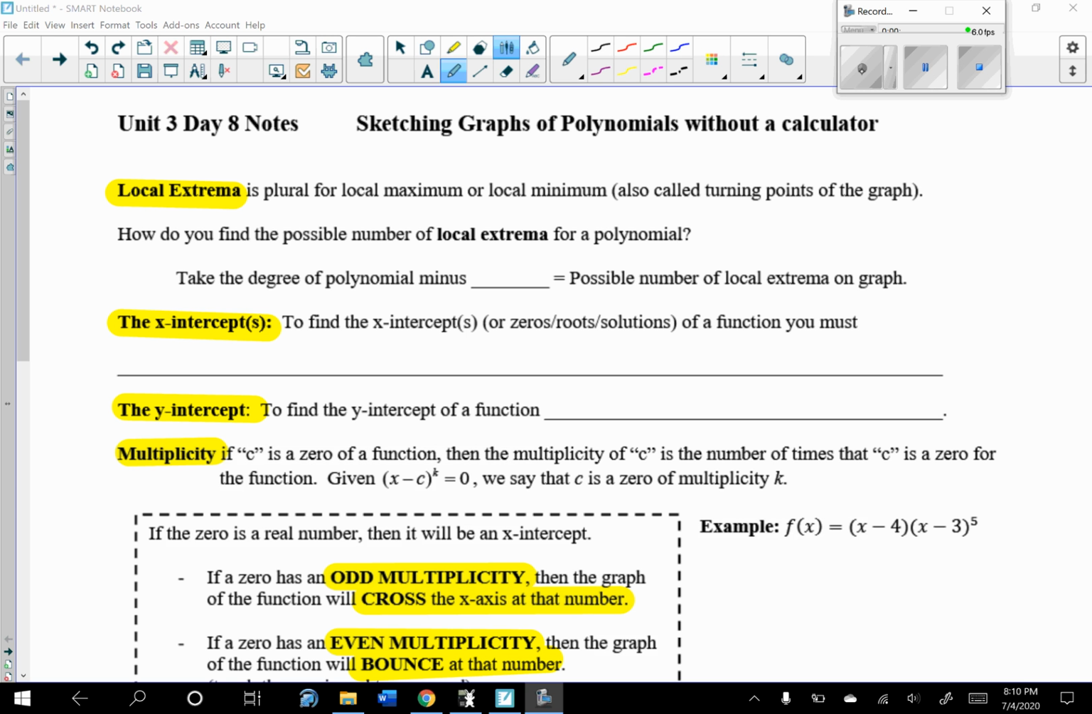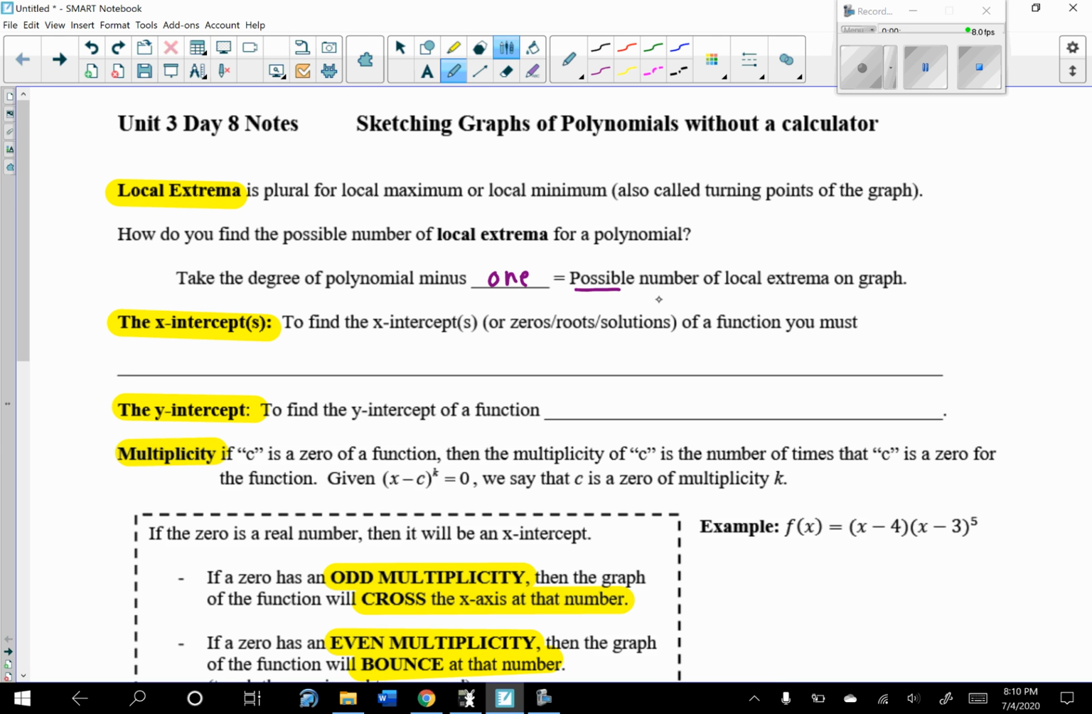Today we're going to talk about sketching graphs of polynomials without the use of a calculator. First of all, local extrema is plural for local maximum or local minimum, also called the turning points of the graph. How do you find the possible number of local extrema for a polynomial? You take the degree of the polynomial minus 1, and that gives you the possible number of local extrema on the graph, not necessarily what it's equal to, but again, the possibility of how many you could have.